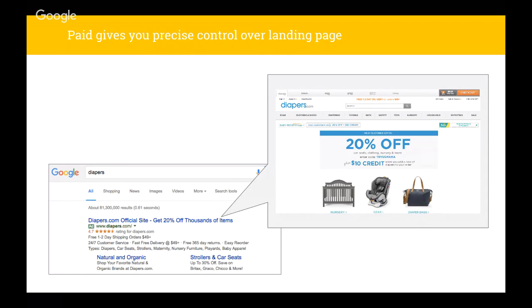Someone that lands on this page might perform very differently from someone that lands on a page with just diapers. And looking at the conversion rates and having an understanding of which one is more likely to lead to buying something is something that you can do a lot in AdWords and with search ads.